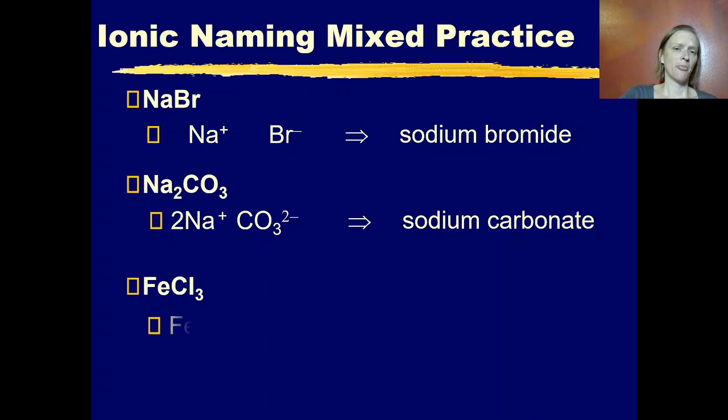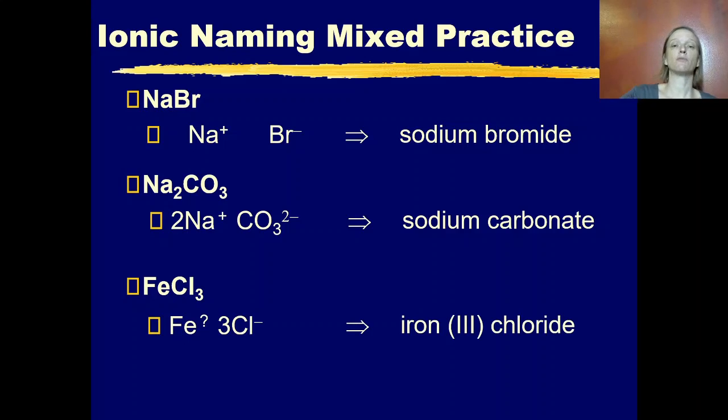With iron, iron is a transition metal. It has a variable oxidation number, but chloride ions always have a charge of -3. Therefore, in this case, our iron must have a charge of +3, so we call this iron 3 chloride.